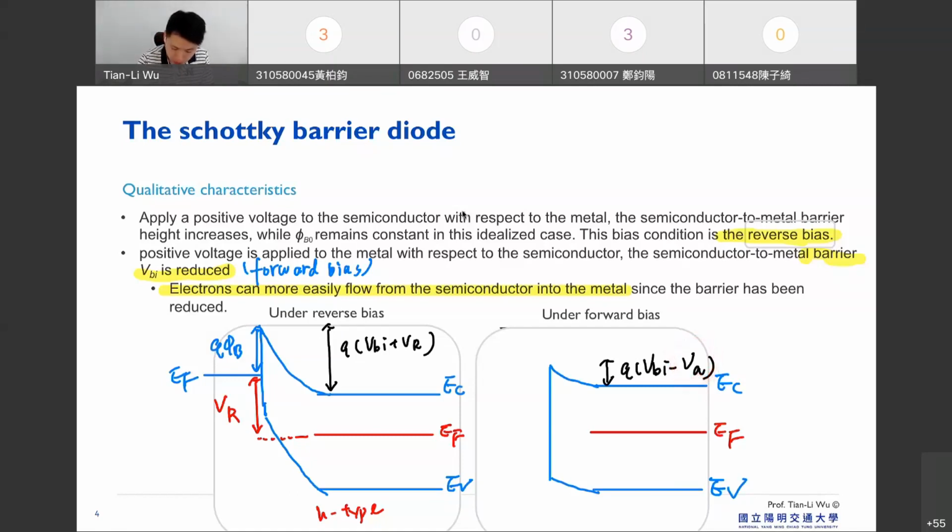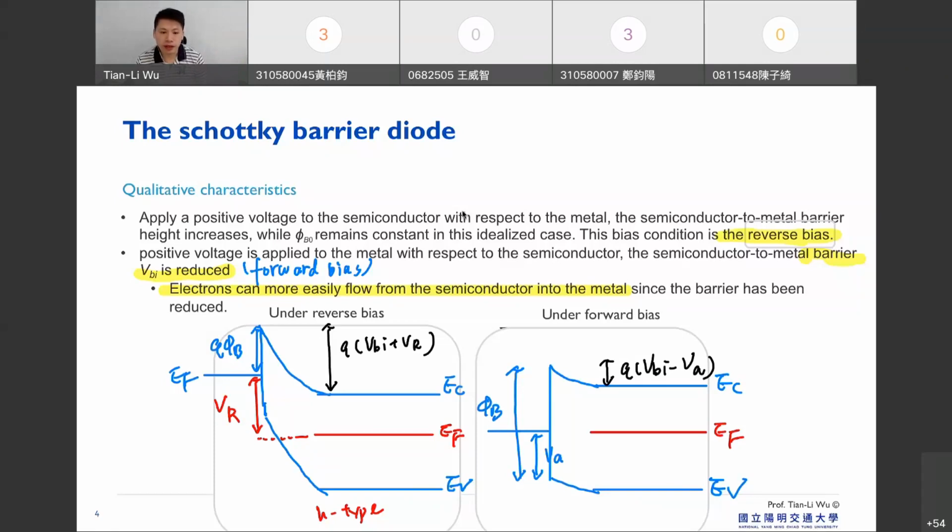So in this case, this is our phi B. And this is the VA. This is the voltage we apply, so this is VA here.